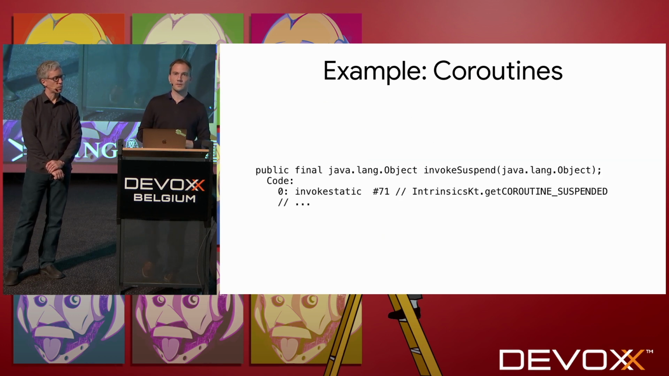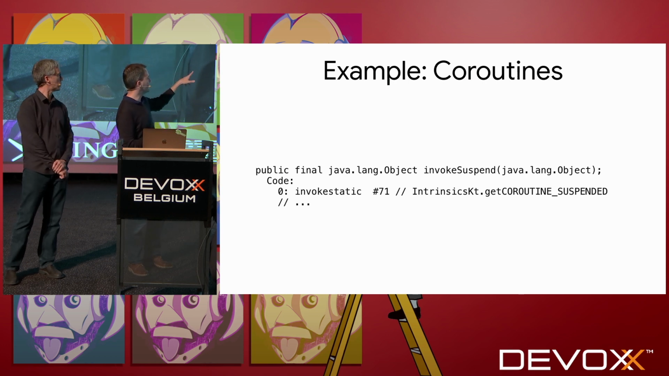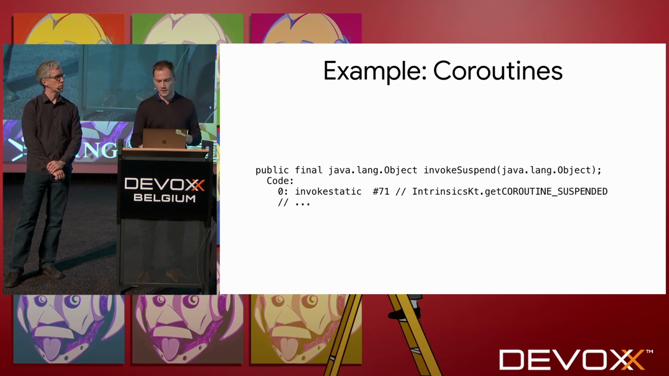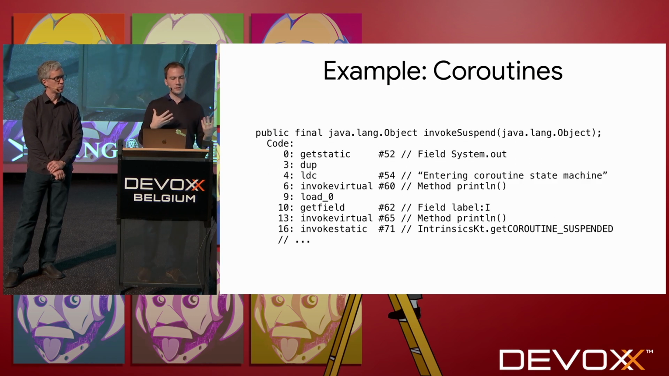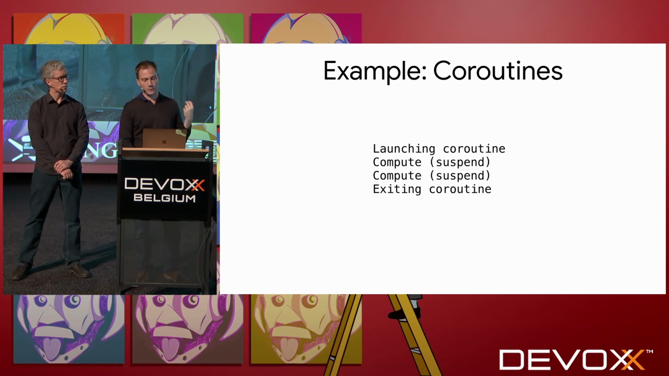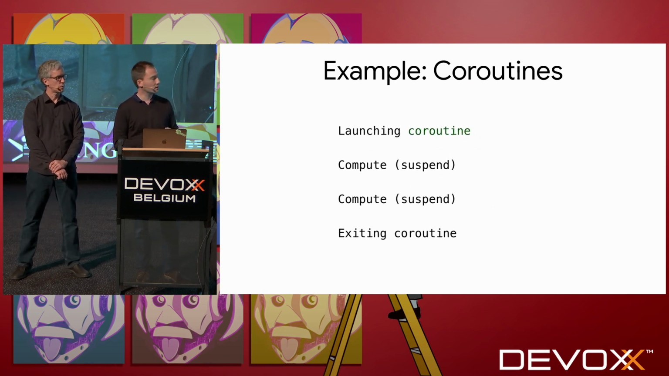And to prove to myself that this is how it works, I hacked the bytecode. This is the header of the invokeSuspend function. It starts by invoking a static method. You can use a bytecode editor to inject bytecode. Here all I'm doing is printing a message that says entering coroutine state machine, and printing the current state of that state machine. If we run that code again, that was the output we got originally. And if we run it with that bytecode hack, this is what we see.